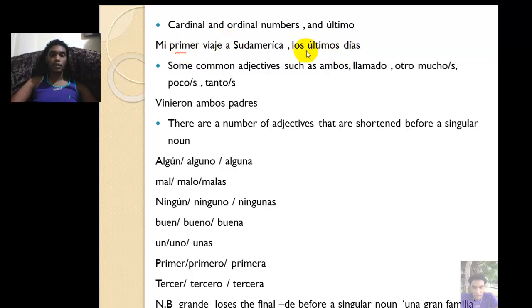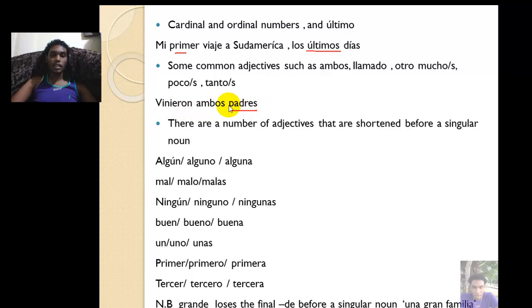Some common adjectives such as ambos, llamado, otro, mucho o muchos, poco o pocos, tanto o tantos, and their respective feminine forms, they come also before the noun. Okay? Vinieron ambos padres, both parents came.